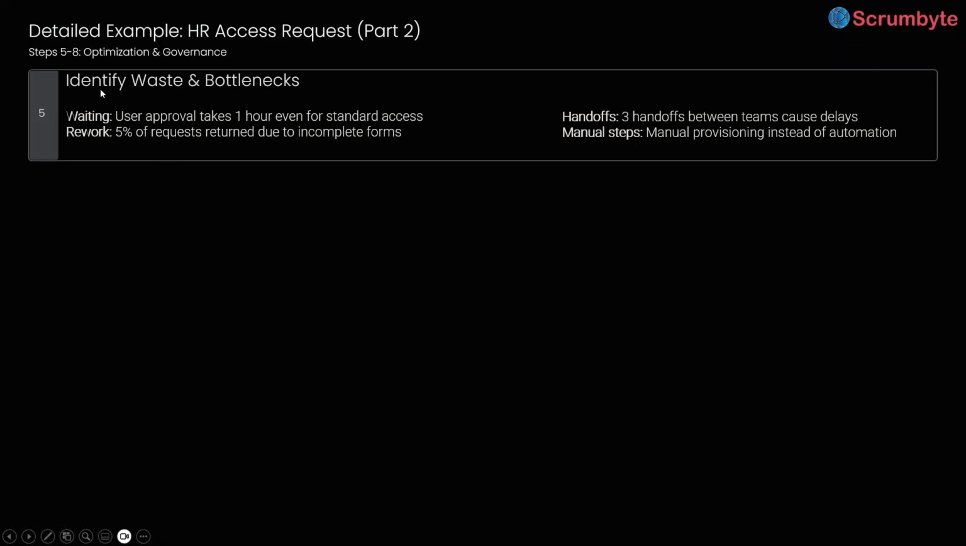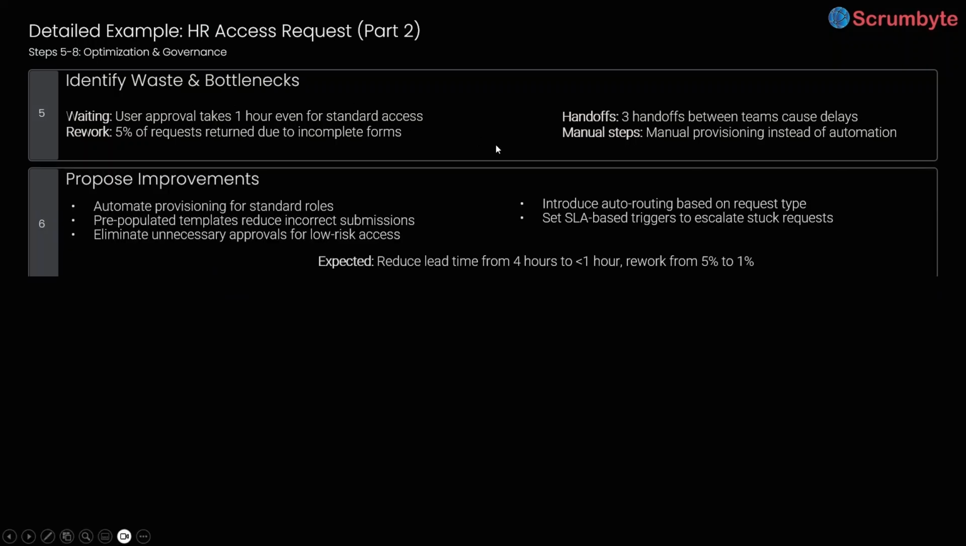Now we go to identifying the waste and bottlenecks. Waiting: the user takes around 1 hour even for standard access. This is what's happening. Rework: 5% of the requests are returned due to an incomplete form. That means the user, when they are submitting the request, has not done it properly. The other problem that I noticed is that there are 3 handoffs between teams that are causing delays. And there are a lot of manual steps instead of automation. So this is what I have identified as waste and bottlenecks.